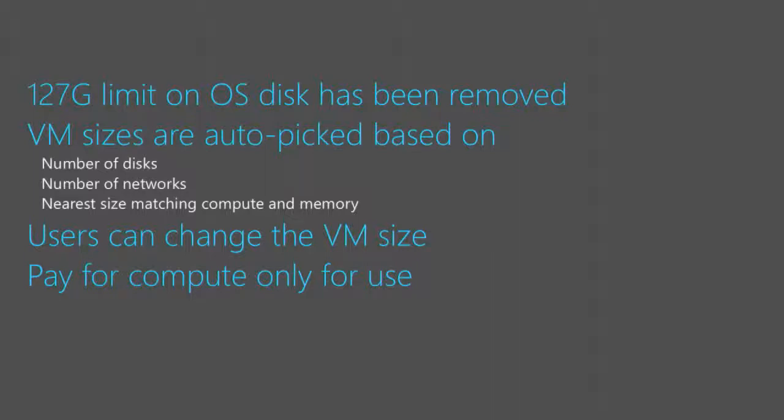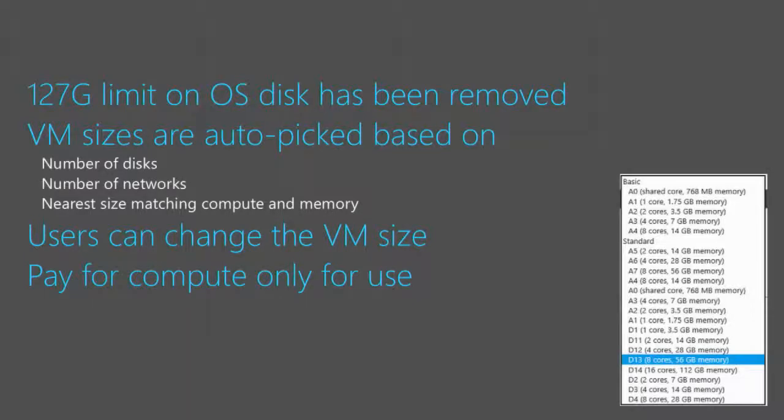Therefore, what we do is we take your on-premises structure in terms of your storage, your number of networks, your memory and compute, and we auto-pick. We auto-select a size so that you do not have to burden yourself with the size at that time. It's a complex algorithm to choose the best matching VM size for your on-premises VM. Later, users can go and override the VM size.